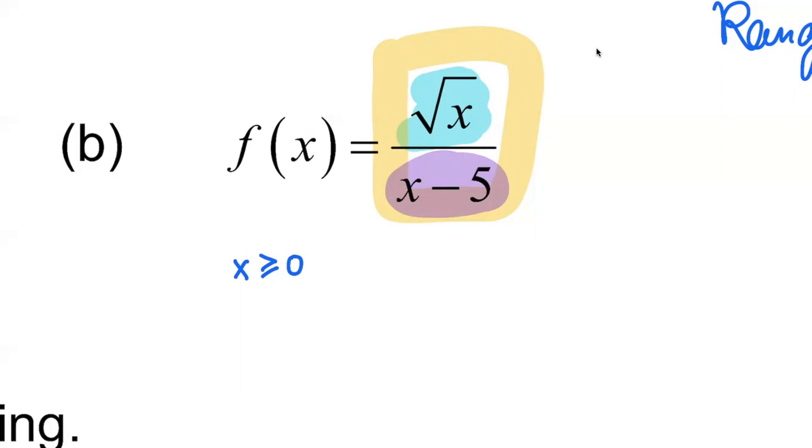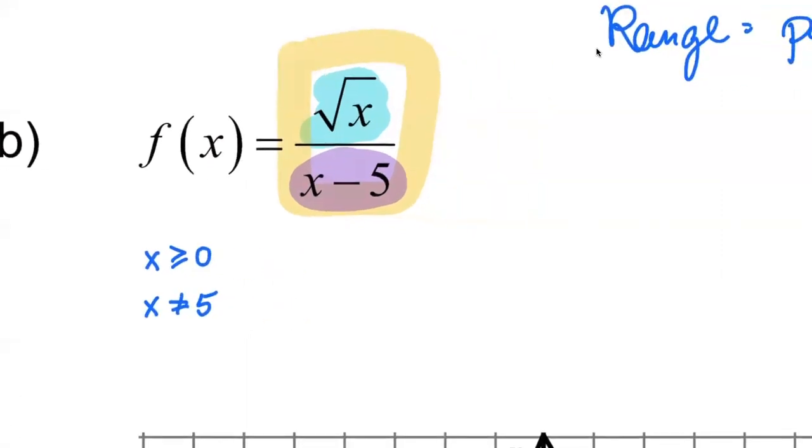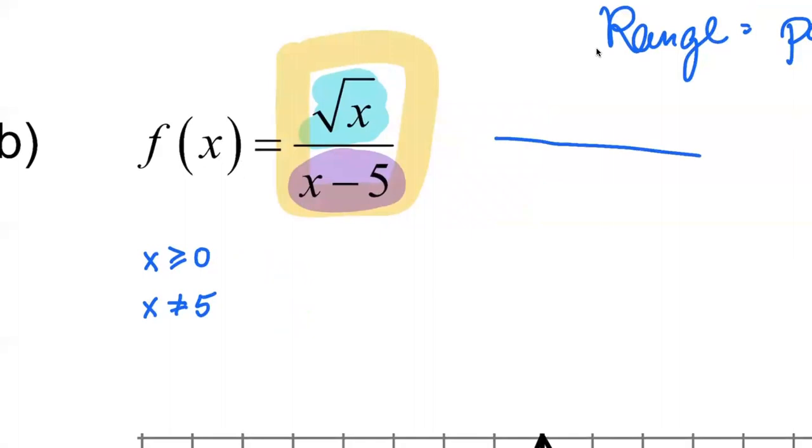Well, it's pretty easy. If you have a 5, 5 minus 5 is 0. So x cannot be 5, because we want this function to perform normally. We don't want undefined, we don't want imaginary numbers, so we have these two conditions. So x has to be greater than or equal to 0, and x cannot be 5.